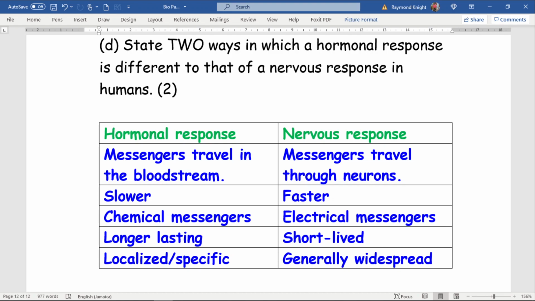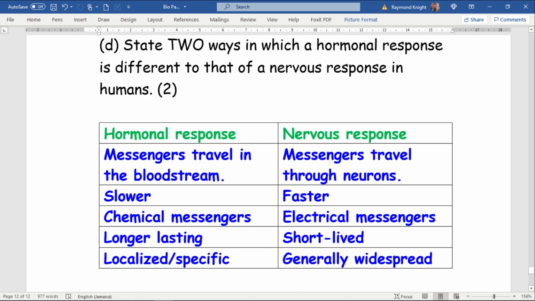The hormones, again, are chemical in nature. So the hormones are chemicals. The impulses are electrical in nature. Hormonal responses are longer lasting, and nervous responses are short-lived. Okay. Hormonal response tends to be localized, okay, and nervous response tends to be general.